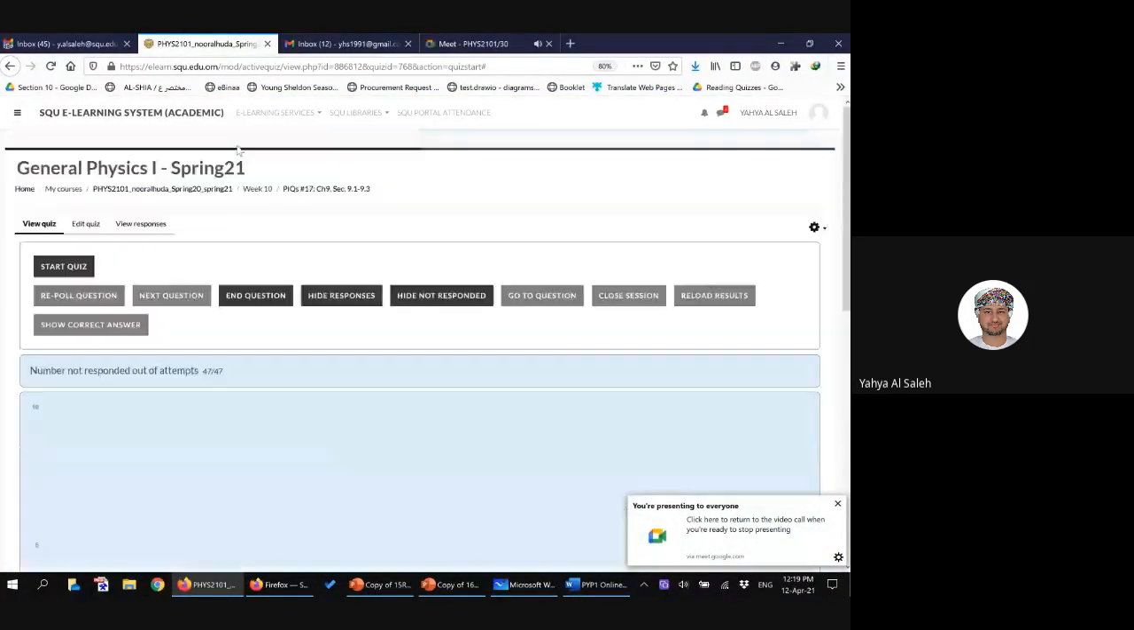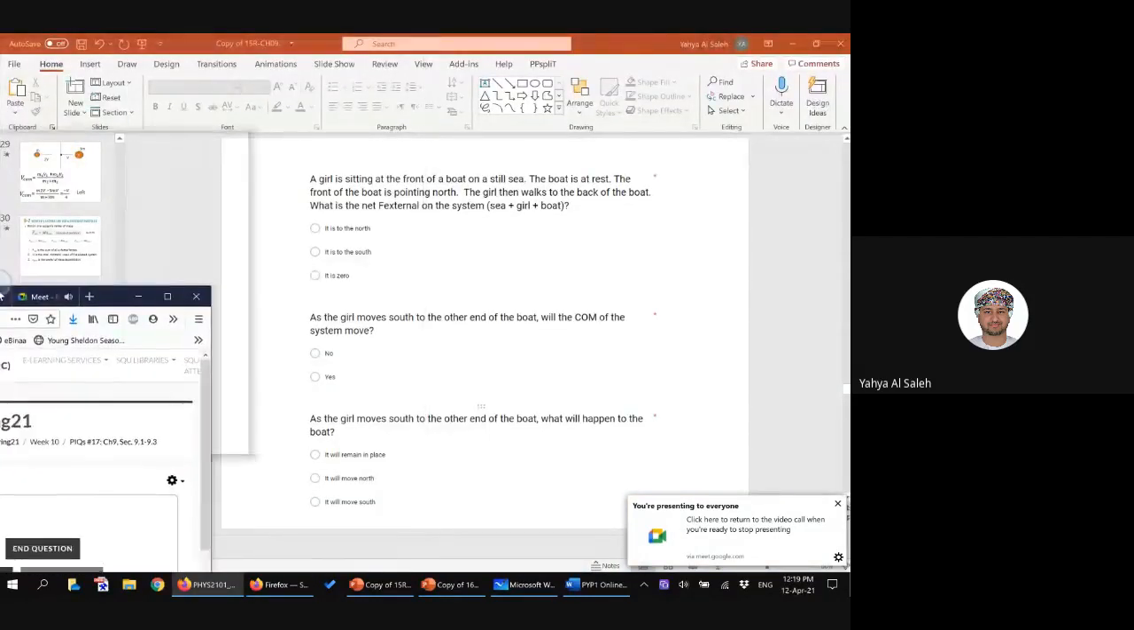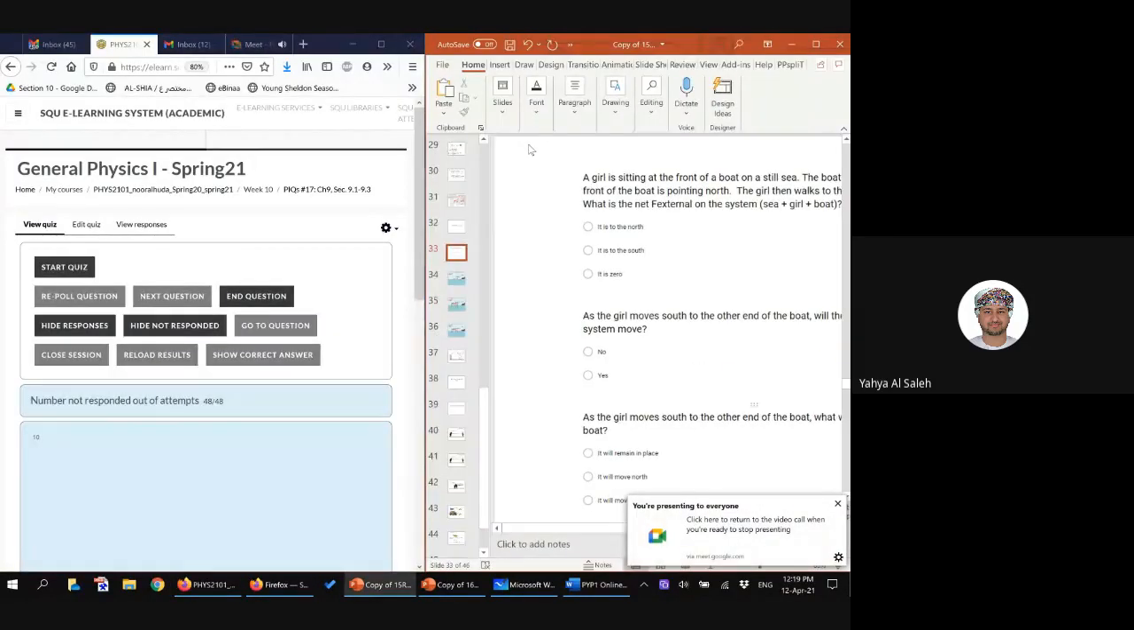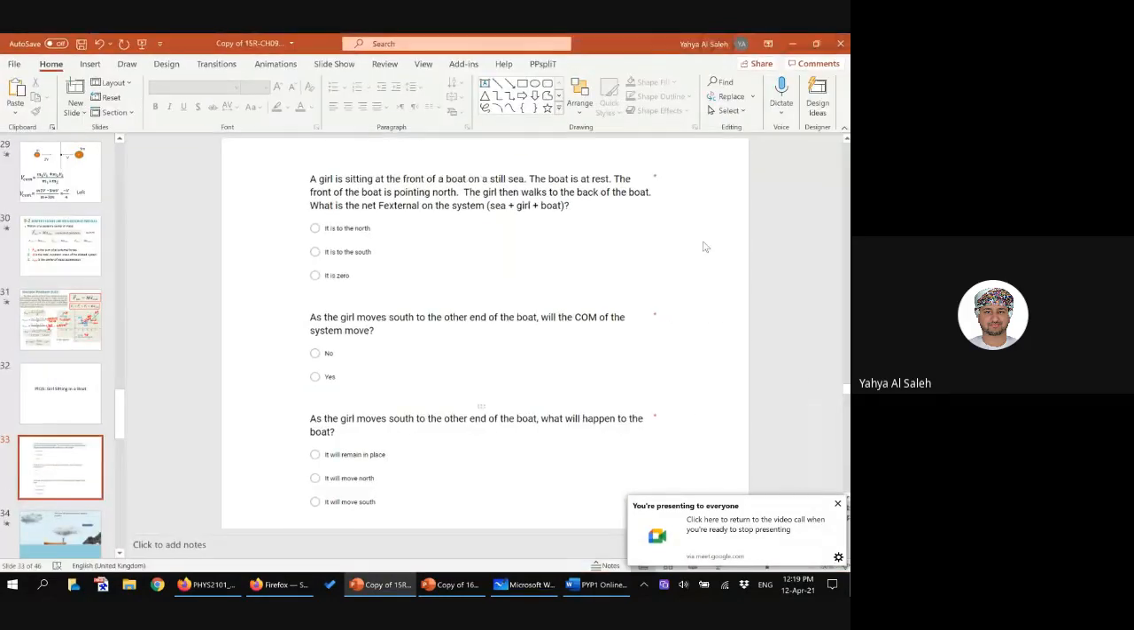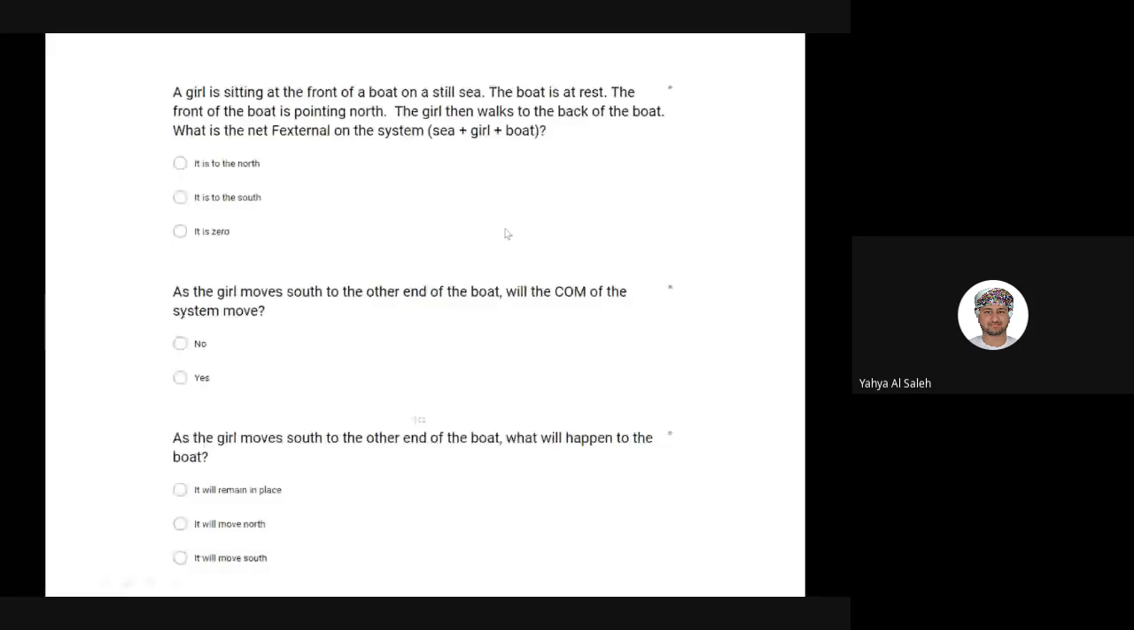Okay, 47 people have joined so far. So we're doing part A first. A girl is sitting at the front of a boat on a still area. The boat is at rest. The front of the boat is pointing north. The girl then walks to the back of the boat. What is the net external force on the system?